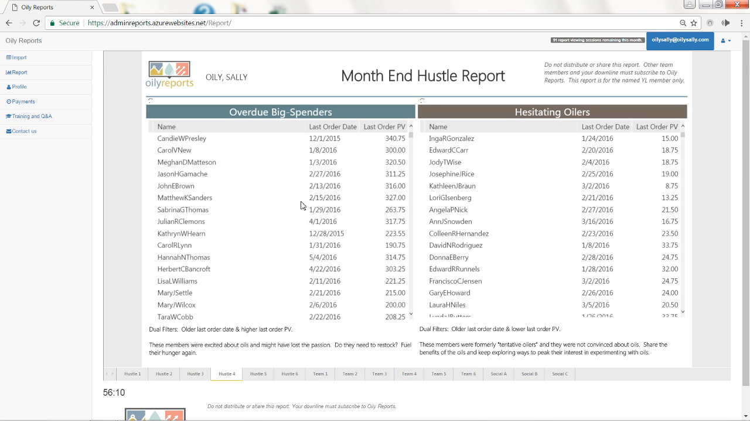Overdue big spenders have an older last order date and a higher last order PV. And these members were excited about the oils, and they might have lost some passion through time. They might need to just restock. It looks like this individual ordered about a year ago, and they ordered 340 PV worth. Do they need to restock any of those items? Have they run out and they just haven't made an additional order? So they're overdue for making a large purchase again.